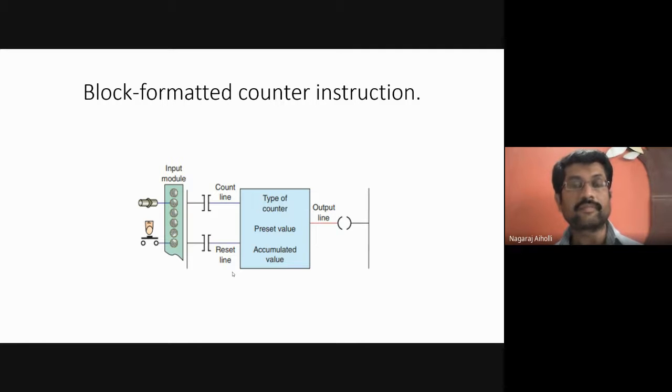Leading edge means when the rung goes from false to true. All the PLCs operate when the counter rung goes from false state to true state, and they will not operate when the rung is going from true state to false state. The counter instructions in the rung will never operate then. They will operate only when the counter rung is going from false state to true state, always. That is what is called the leading edge of the clock signal. Leading edge means it will go from 0 to 1.